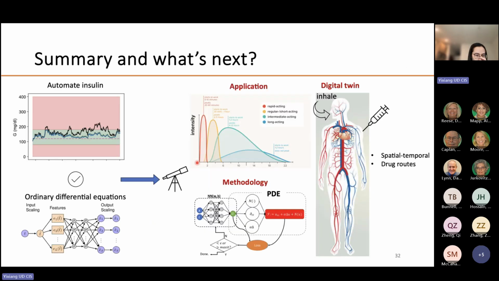So in summary, I've shown you how I can construct digital models using physics-informed neural networks, or specifically systems biology-informed neural networks, using differential equations, variables and neural networks. And then I also showed you an attempt to automate insulin delivery with better glucose stability.